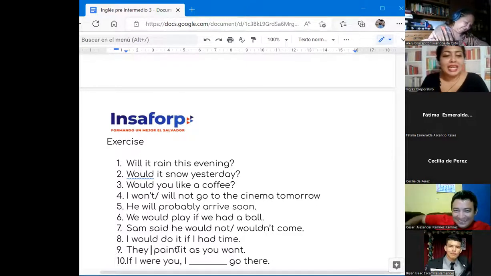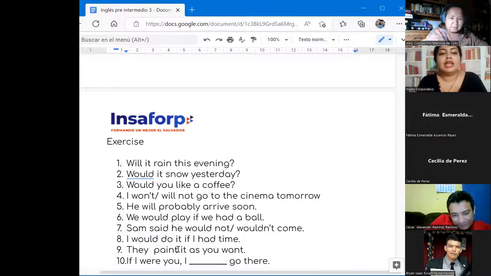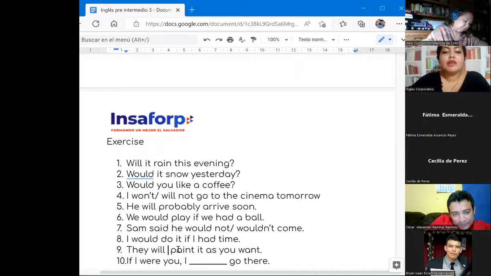Number nine. They will paint it as you want. They will. Well, yeah. Ellos lo van a pintar como tú lo quieres.